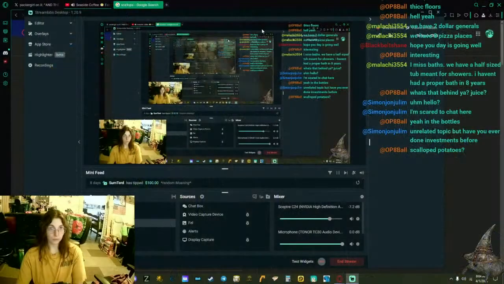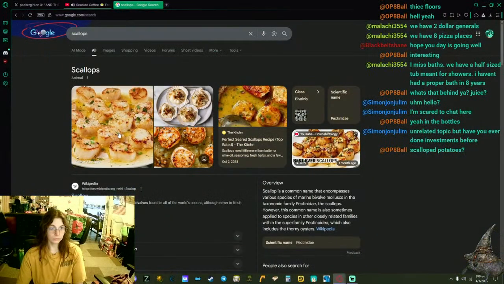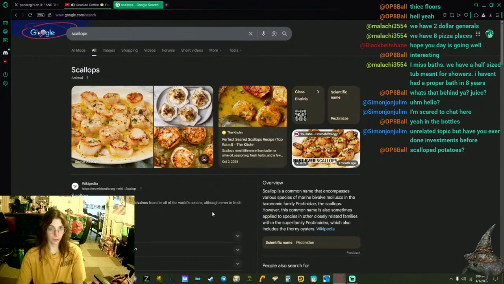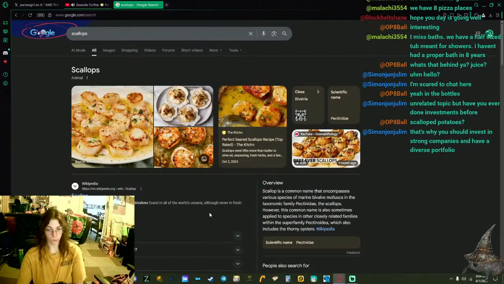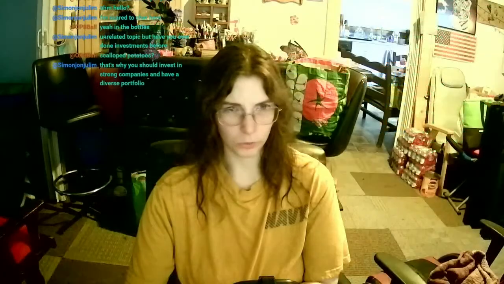Scallop potatoes? No, scallops. Pull it up. It's these. I like how it's like, never in fresh water. You do it in fresh water, you'll go to hell before you die.